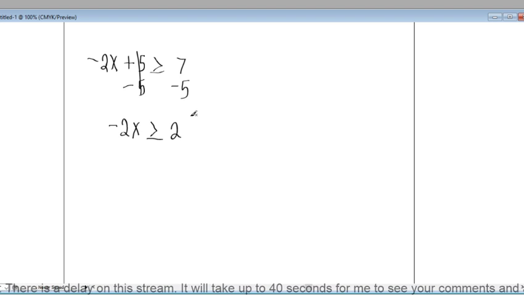Now, here comes the important bit. Here comes the part where this is a little bit different. We are going to need to get rid of that negative 2 on x. And again, this says that we're multiplying x by negative 2, so the opposite of that is dividing by negative 2.